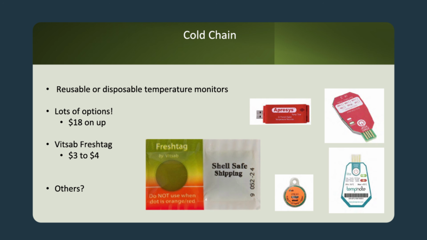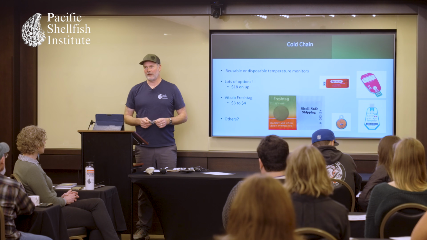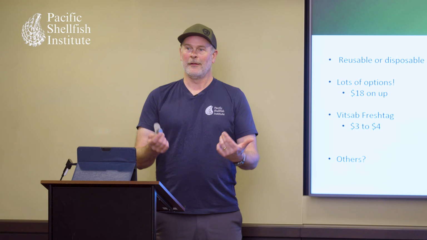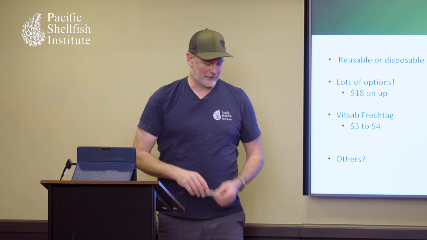There's also the Fresh Tag, which Shannon talked about before, which will tell you if it was abused. So it's a really cheap option. It's $3 to $4. And that could be something that people use. I think people use it already. But if you want to do some type of investigation, if something's happened during the cold chain, and you're not in charge of the whole way, a little device like this would be pretty handy.